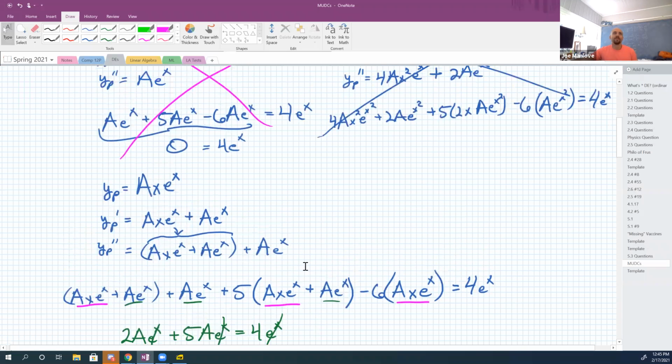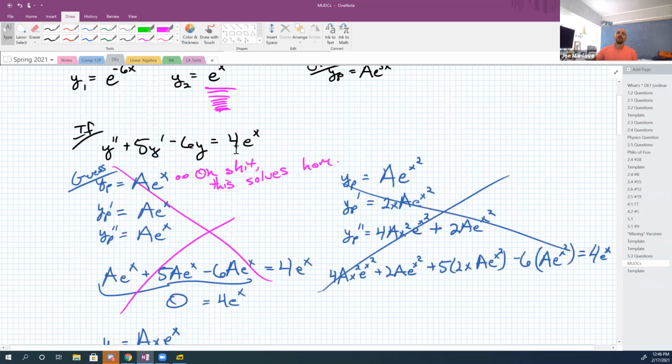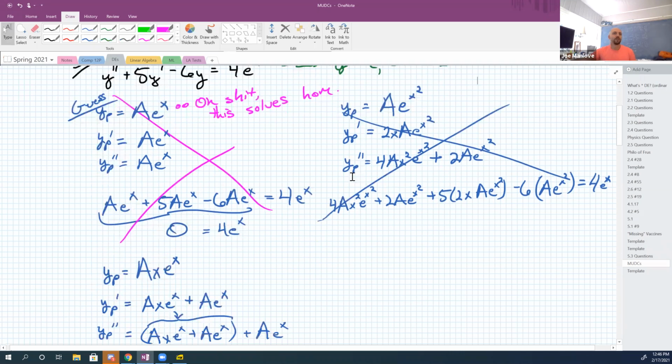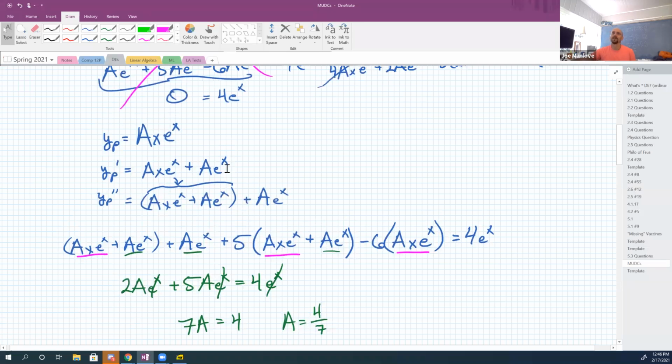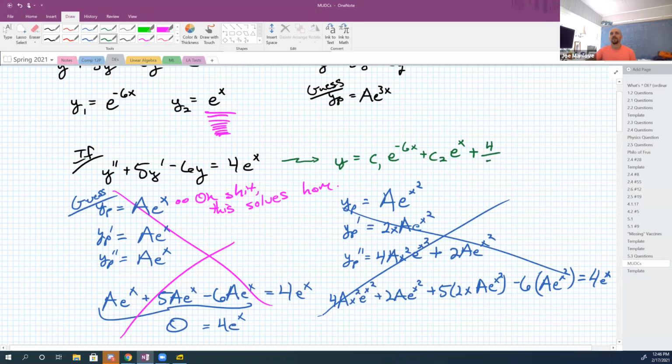And then if I go back up, I know now that my solution for this thing looks like y is, well, it's the two homogeneous pieces added together. So it's c1 e to the minus 6x plus c2 e to the x plus, and then that particular piece that I got out of method of undetermined coefficients should have been a 4 over 7 x e to the x. That makes sense?